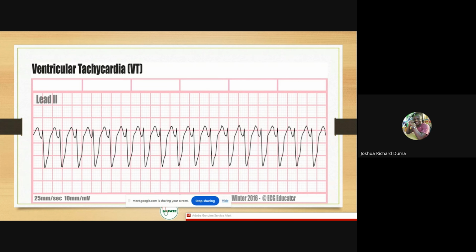Next. So this is ventricular tachycardia. This one is one of the very dangerous arrhythmias. The ventricles are beating faster, impairing the diastolic and the systolic phase, impairing the cardiac output. Once you see the heart rhythm like this, it's one of the very dangerous rhythms that a nurse should recognize through the monitor. Next.